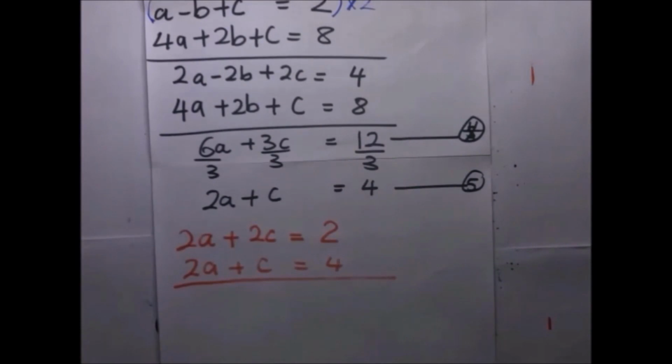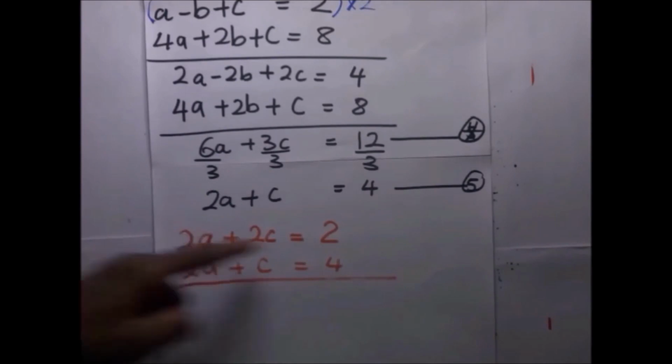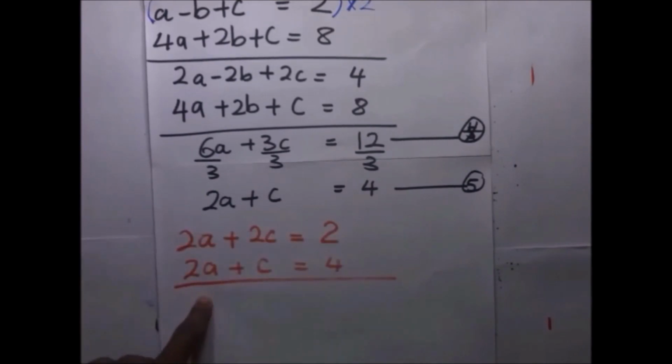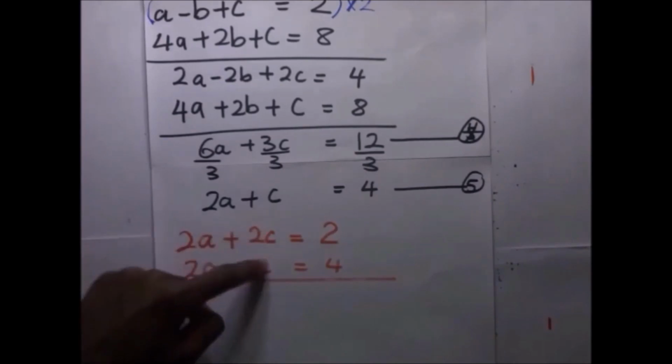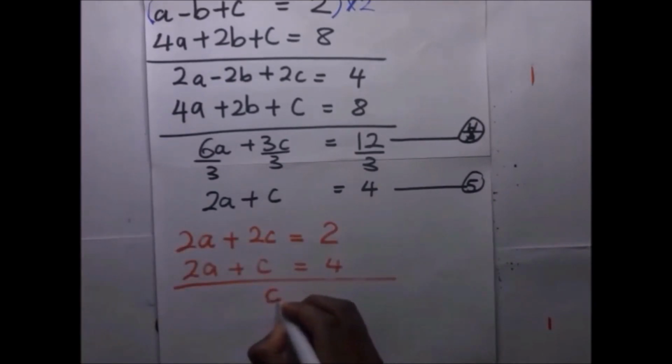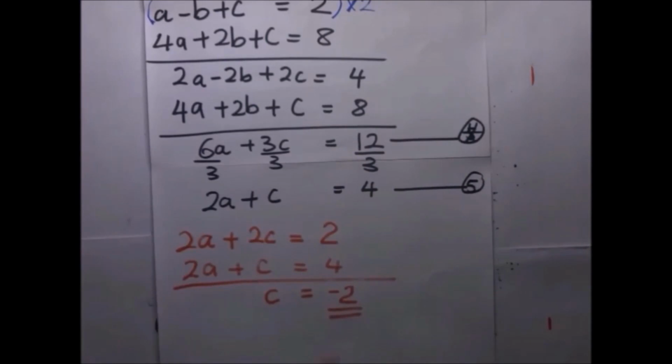Still by elimination method, we are having 2a, 2a, so it's easy to eliminate a. If we subtract this equation minus that equation, we eliminate a and get c. So 2a minus 2a is 0. 2c minus c will give us c. That's going to give us 2 minus 4, which is negative 2. So it means that our value of c is negative 2.